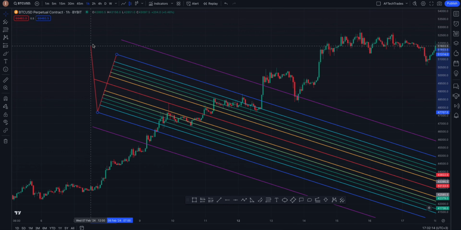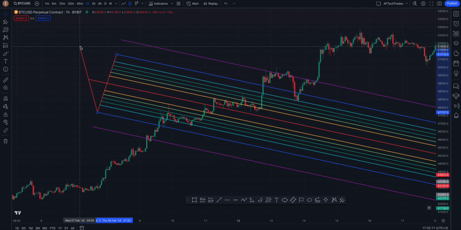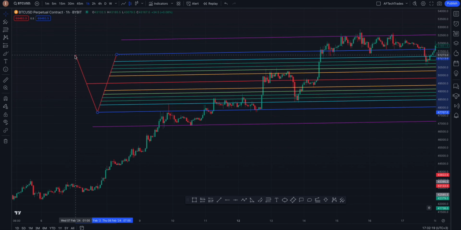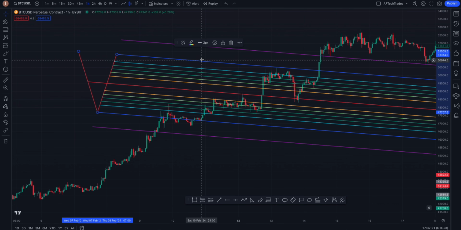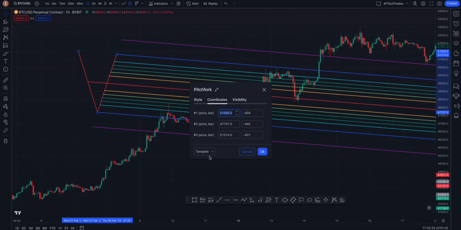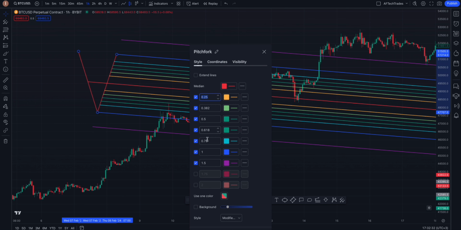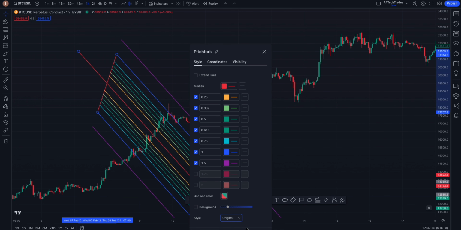Then you use the handle as the adjustment, which is your A. Your point A is what you use as your adjustment. Let me go to the settings and show you exactly what it looks like. Style: you can see here it says modified Schiff. Let me show you the original Pitchfork.